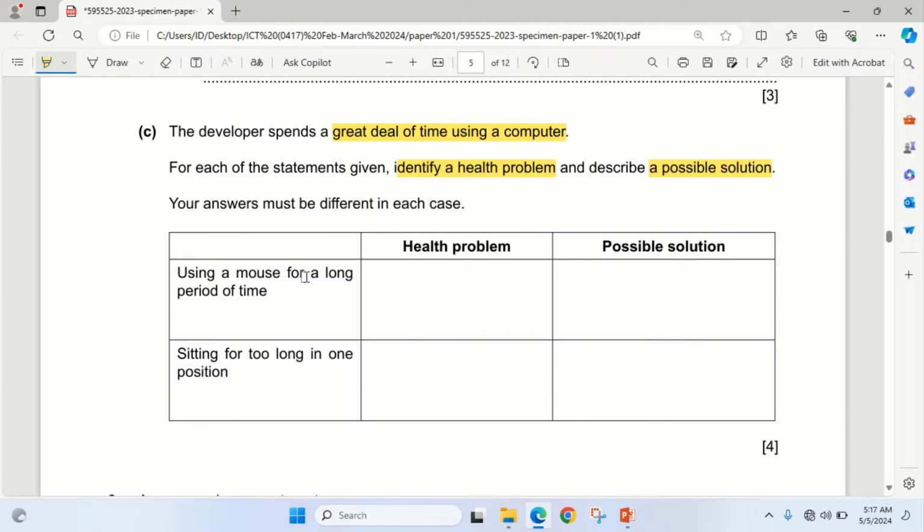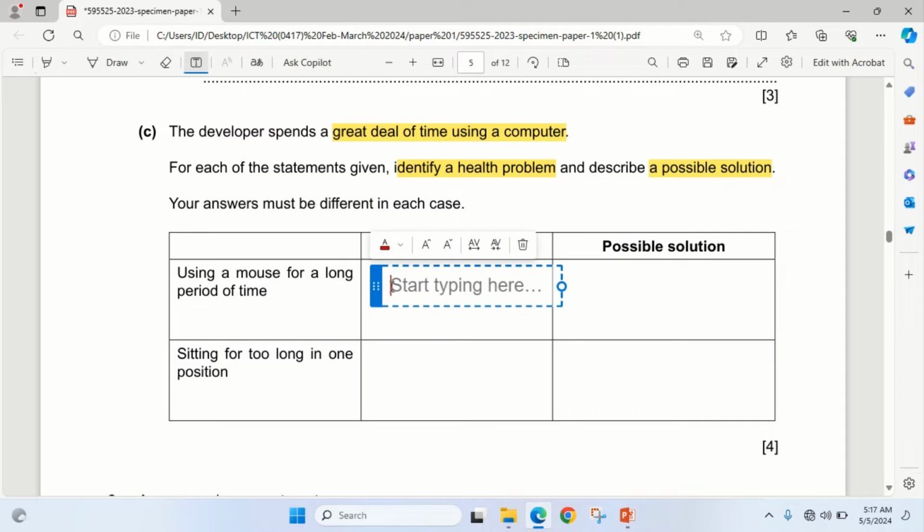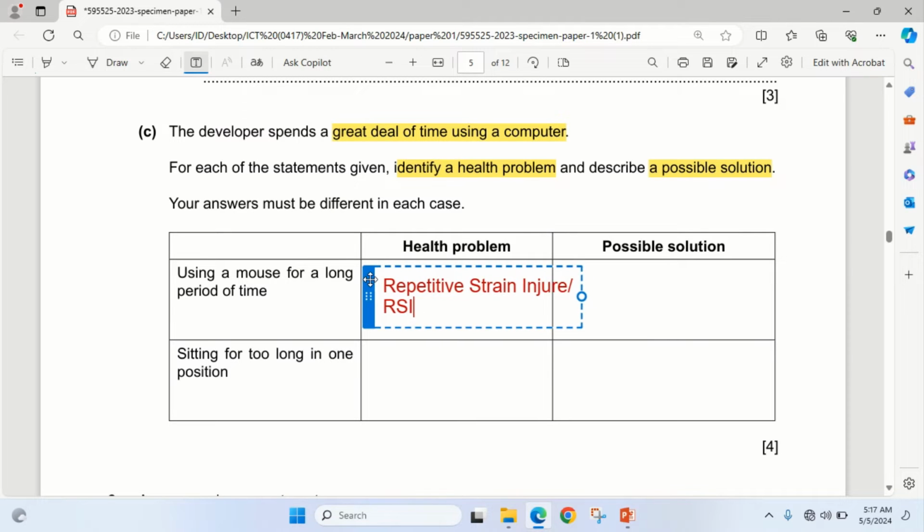So using a mouse for a long period of time, is it a health problem? Okay, if it is, what health problem it is, then the possible solution. So now you write, for using a mouse for a long period of time, the health problem that can arise from there is repetitive strain injury, or what we call RSI. So take note of that. Then what is the possible solution that we can have for that?